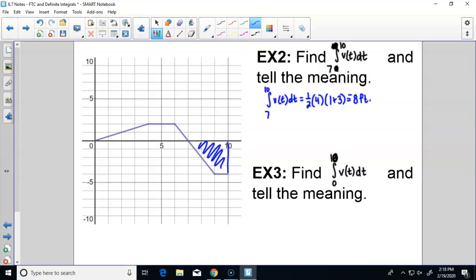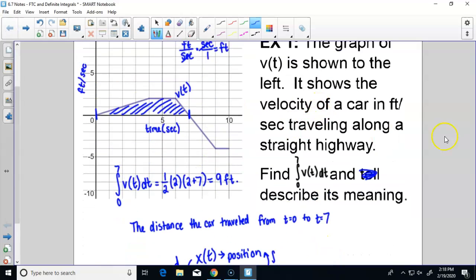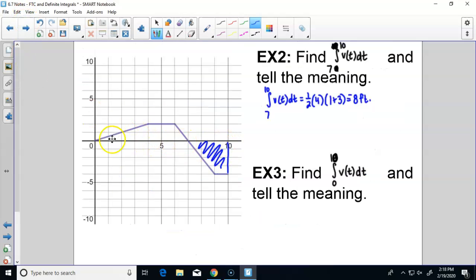Okay, so we don't really know which way, if it's right, left, up, down, north, south, whatever, because it just tells us it's traveling on a straight highway. But this part here would be going in one direction. This negative 8, that's the other direction, the opposite direction there. So this might be 9 feet north. This might be 8 feet south, right?